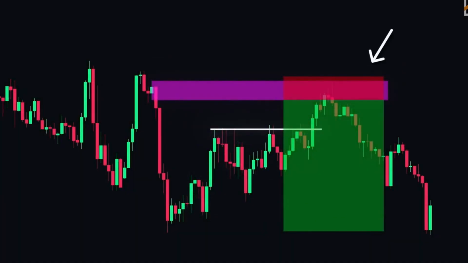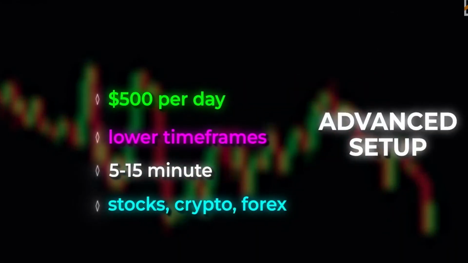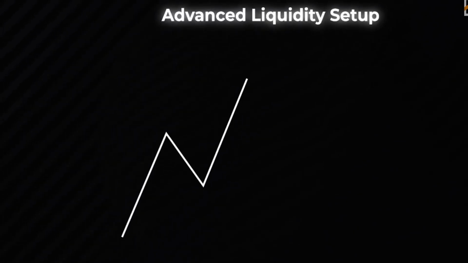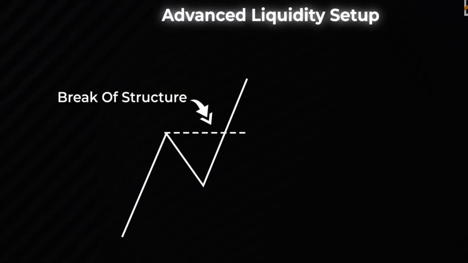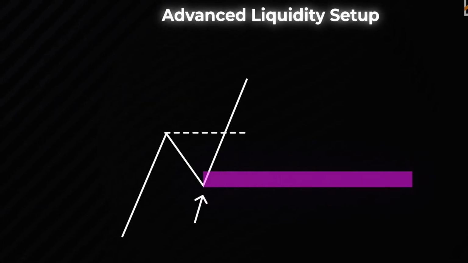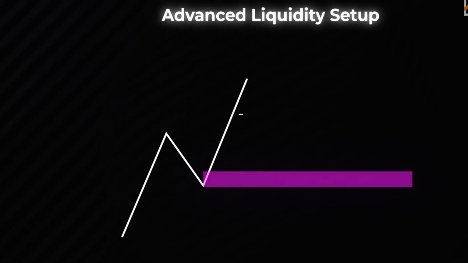Now, the liquidity setup I just showed you is only the basic version of the strategy. There's also a more advanced setup, and knowing this can help you even more if your goal is to achieve $500 per day. So let's dive into that right now. The way this setup works is, first, just like in the basic version, we start by identifying a break of structure. This allows us to mark a supply or demand zone by looking at the initial sharp move that led to the break. The key difference in this advanced setup lies in the liquidity level.